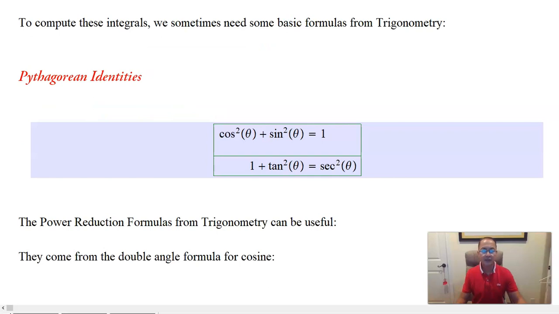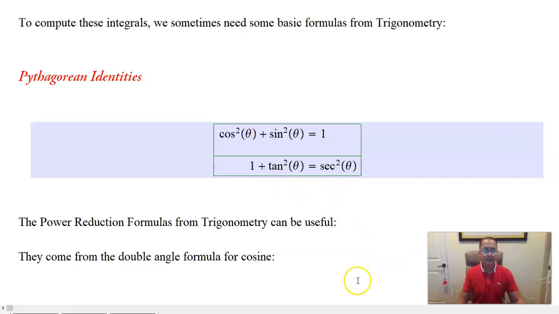All right, so as you can imagine, very often we're going to need the basic Pythagorean identities in order to find these trigonometric integrals. So everyone should know that cosine squared plus sine squared equals 1, always, for any angle theta. And if you divide both sides of this equation by cosine squared, it becomes 1. Sine squared over cosine squared is tangent squared. 1 over cosine squared is secant squared. So this is the corresponding Pythagorean identity that involves tangent and secant.